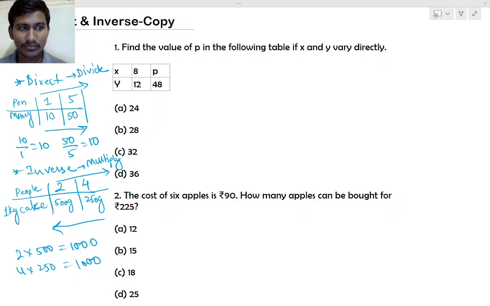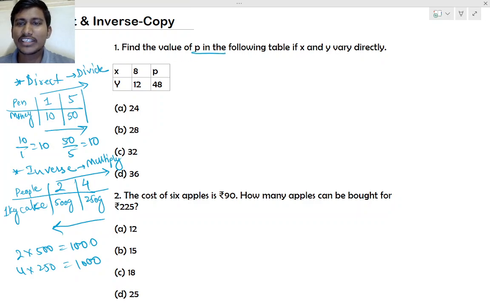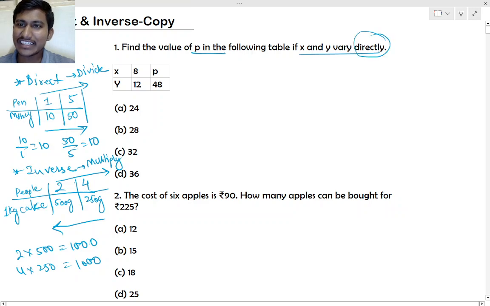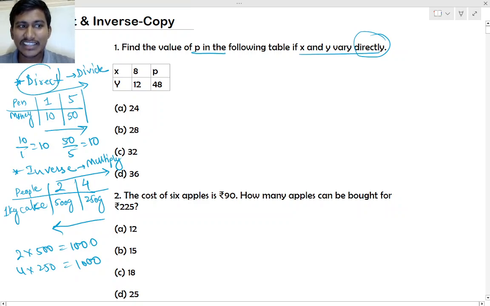Should we go to the questions now? Okay. So first question. Find the value of p in the following table if they vary directly. Directly varying means we have to divide. In direct proportion we have to divide. So 8 divided by 12 will be the same as p divided by 48.